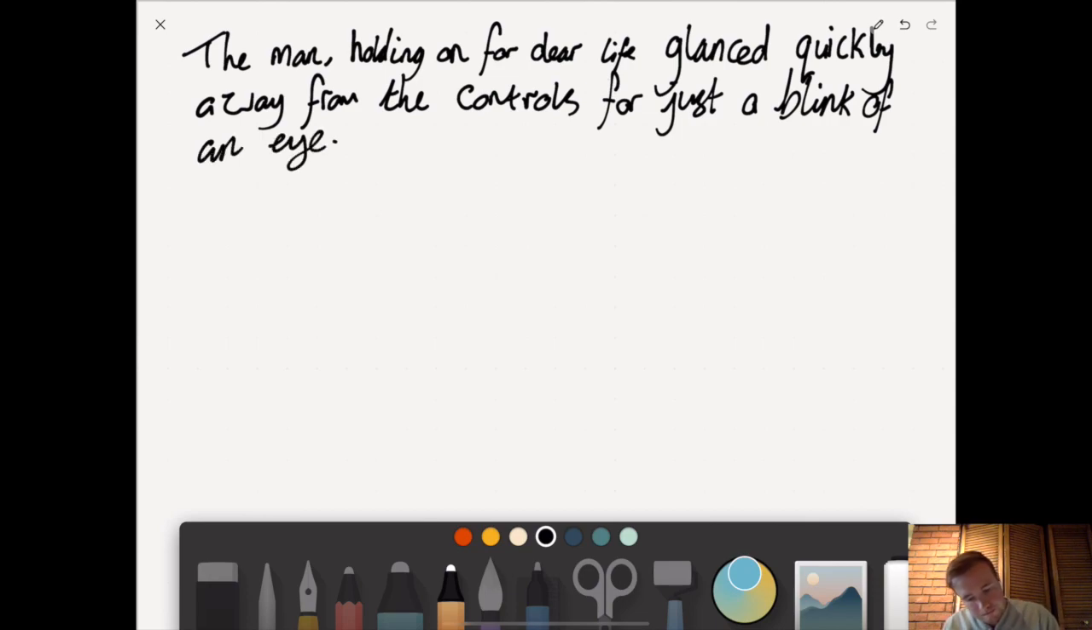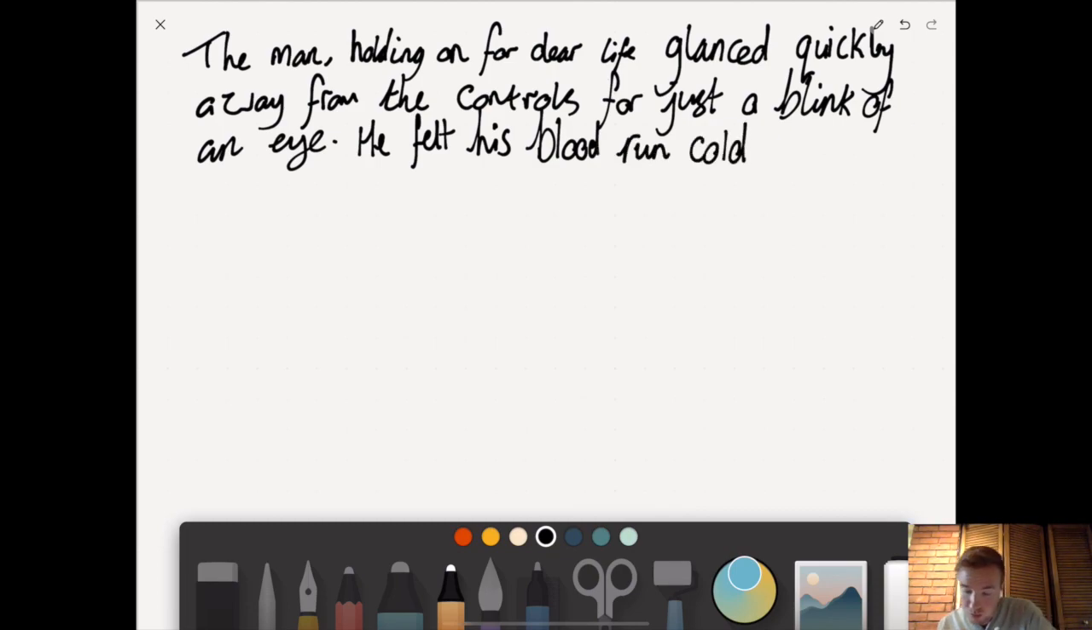He felt his blood run cold. I might have used that one yesterday. I have a feeling I did. He felt his blood run cold. It had only been, and this is where you've done the action. Now we're going to start building up the suspense. Okay, so you need shorter sentences. You need to be inside the person's head. You need to be adding a layer of confusion, but you need at the very end to hook. You need to hook the reader and make them read on.